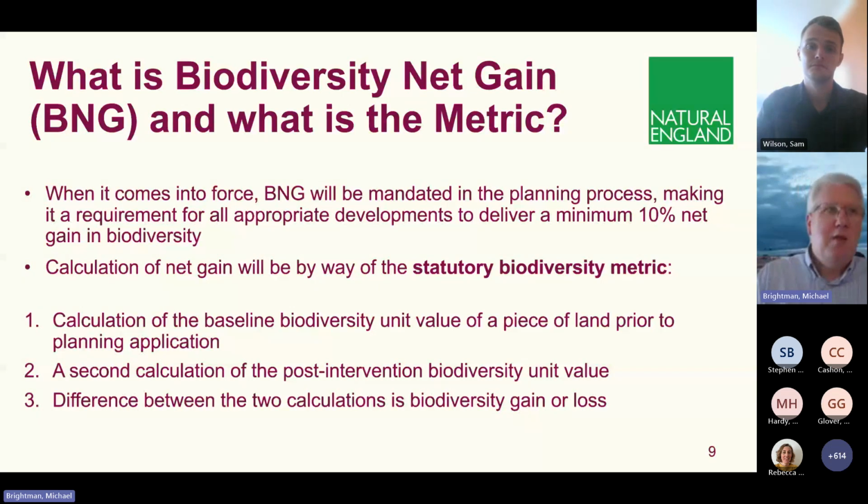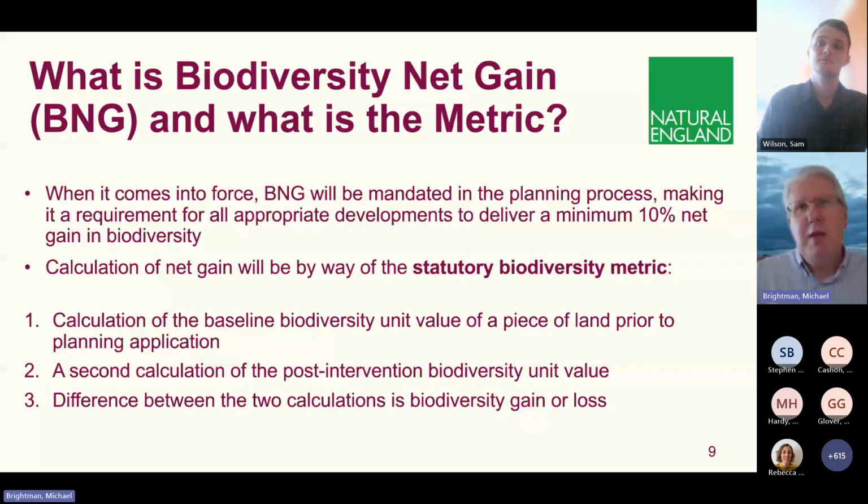So the process is this: they'll calculate the baseline biodiversity unit value of a piece of land prior to a planning application. They'll then do a second calculation of the post-intervention biodiversity unit value, and the difference between the two calculations will give them their biodiversity gain or loss. As part of that calculation, they will show the units that are available on site or delivered on site, where on site means within the red line boundary of the planning application.